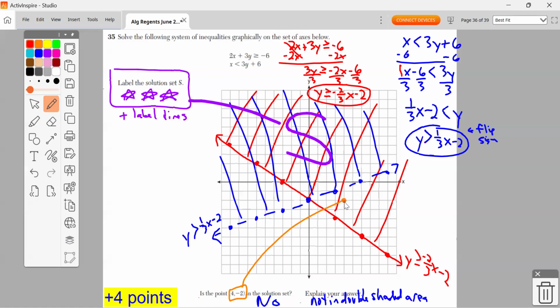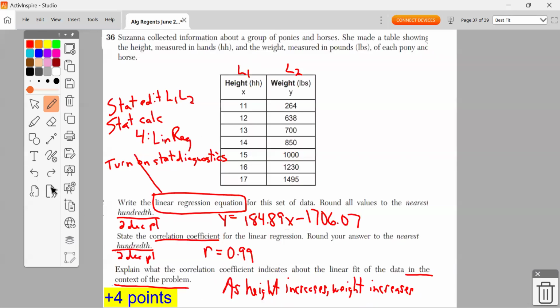No, it is not. Explain your answer. It's not in the double shaded area. It's a solution to the red, but it's not a solution to the blue. Don't forget to label your S.